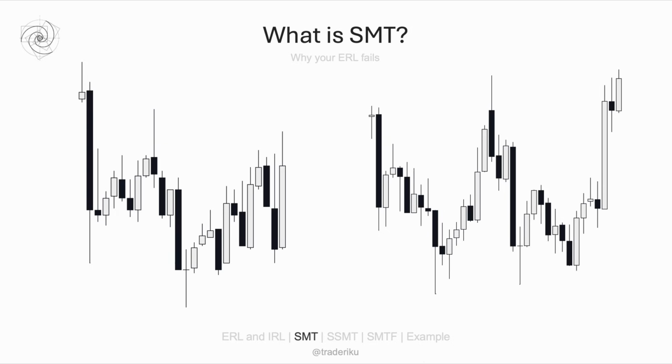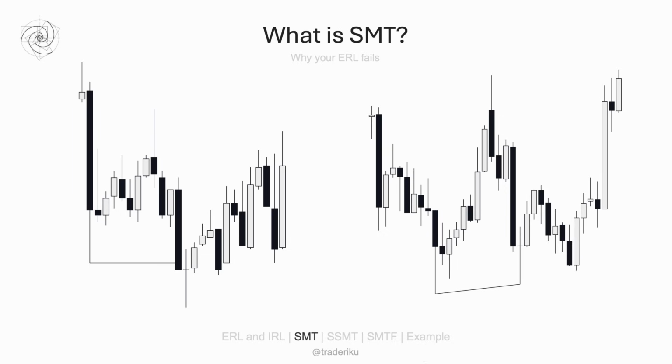Here we have two correlated assets. Pause the video quickly and see if you can notice anything different about both of these charts. Hopefully, you can see that the asset on the left took out our ERL, where the one on the right failed to. This is called our SMT divergence.